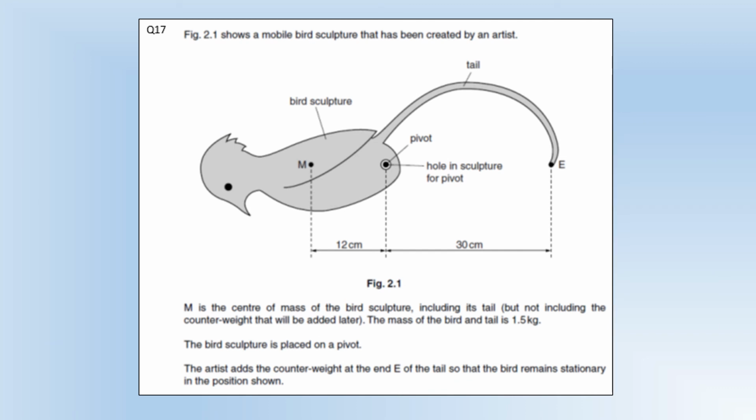The diagram shows a mobile bird sculpture that's been created by an artist. We've got a pivot towards the back of the bird, and some different distances measured. M is the centre of mass of the bird sculpture, including its tail, but not including the counterweight that we added later. The mass of the bird and its tail is 1.5 kilograms. The bird sculpture is placed on a pivot, so that point is held fixed. The artist adds a counterweight at end E, so the tail of the bird remains stationary in the position shown.